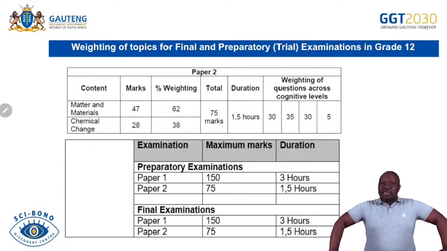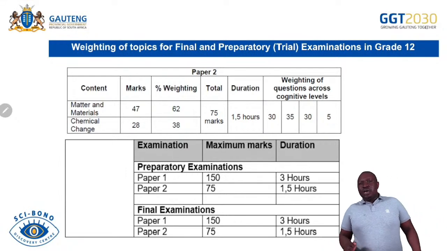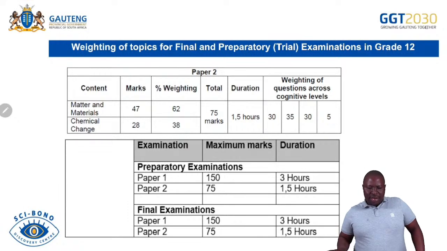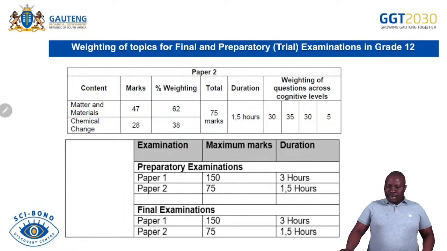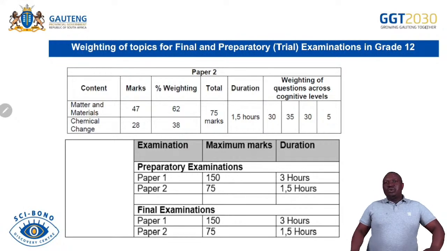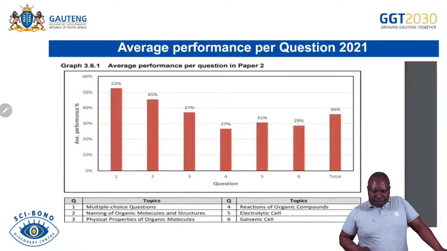Then 28 marks will come from chemical change. Here we're talking about galvanic cell and electrolytic cell, with electrolytic cell in question 5 and galvanic cell in question 6. So that is what we're expecting come the 28th of this month when you write the second paper of technical sciences. You'll write for 1.5 hours. Try to spread your time well so that you are able to finish your paper.